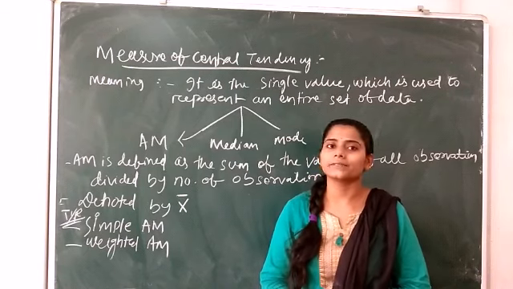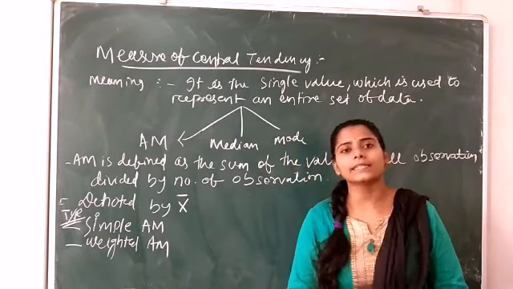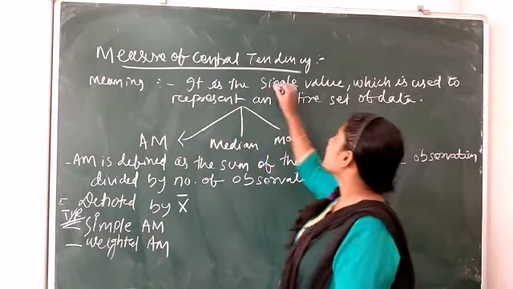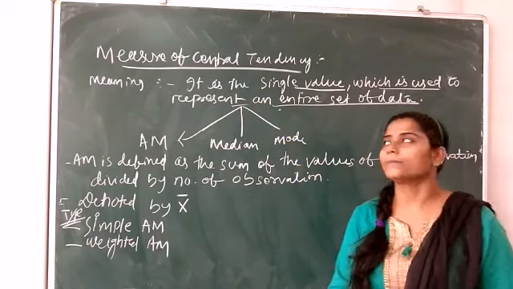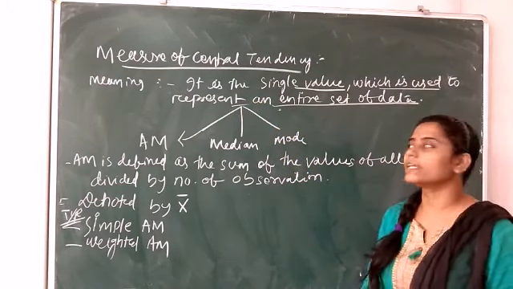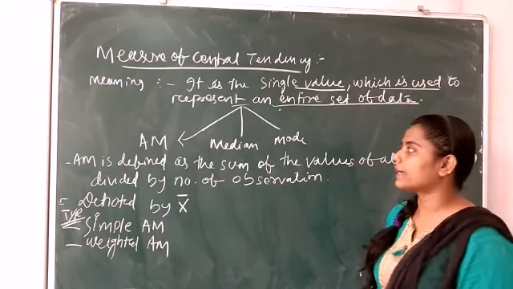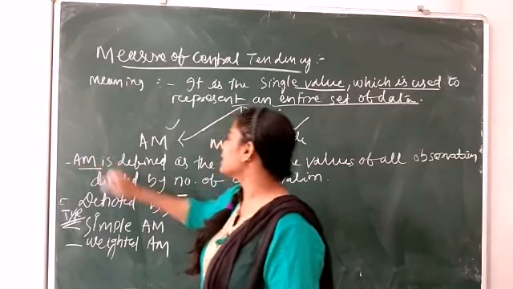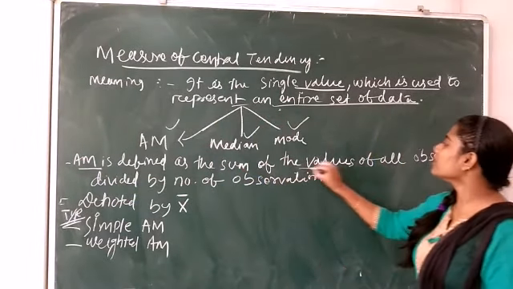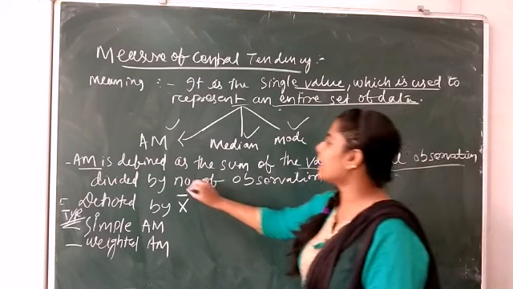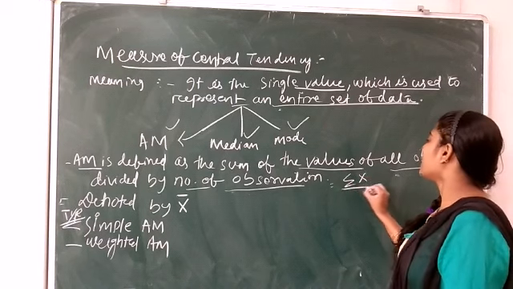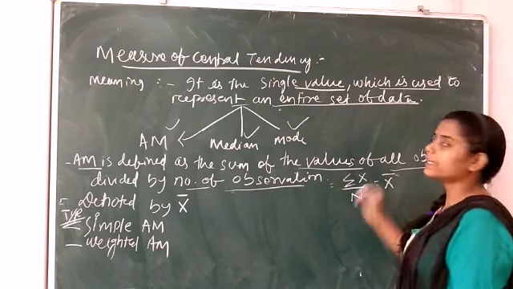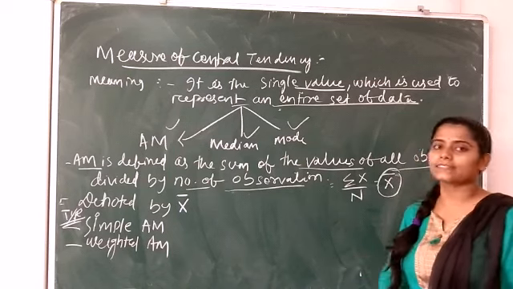Our topic is measure of central tendency. Measure of central tendency means a single value which is used to represent an entire set of the data. It is basically classified into three major categories: arithmetic mean, median, and last is mode. Arithmetic mean is defined as the sum of the values of all the observations divided by the number of observations. That means sigma x by n is your arithmetic mean, and it is denoted by x bar.